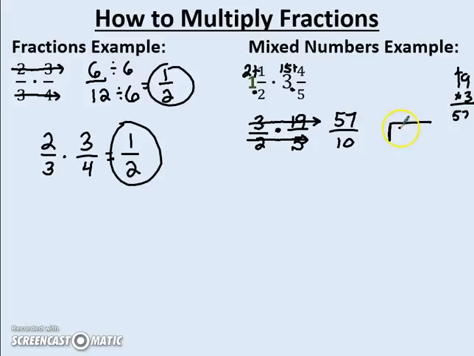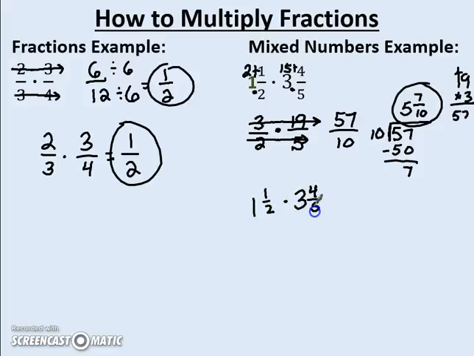The numerator always goes inside the divide box, and the denominator is always the divisor. So 10 goes into 57 5 times, which is 50. There are 7 pieces left over, so the 7 becomes the numerator of the mixed number, and the divisor becomes the denominator. So we get 5 7/10. So 1 1/2 times 3 4/5 is 5 7/10.